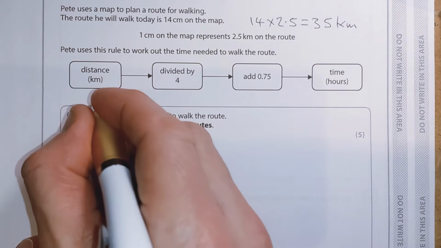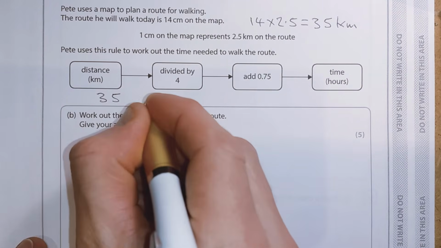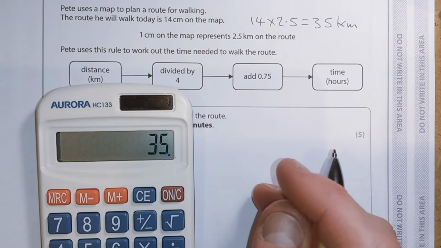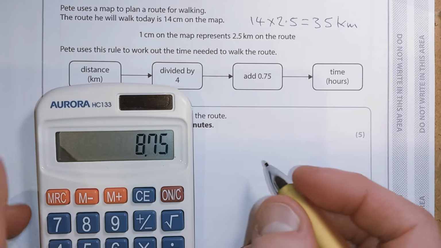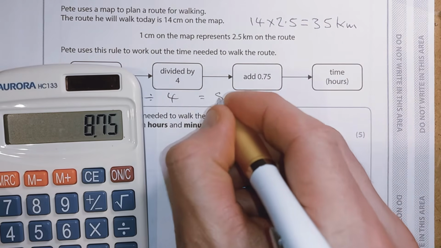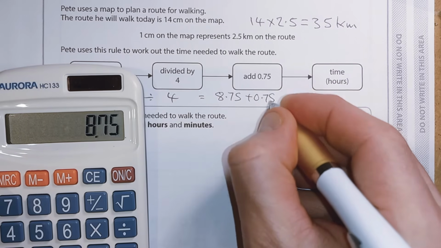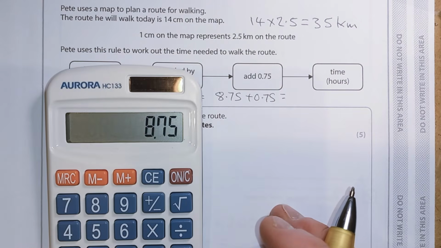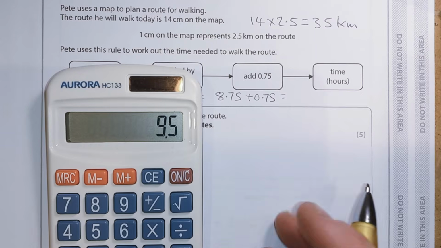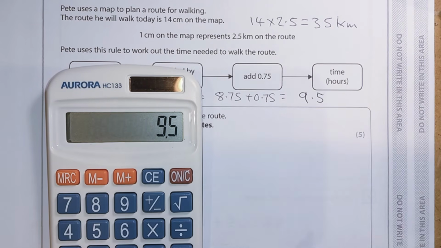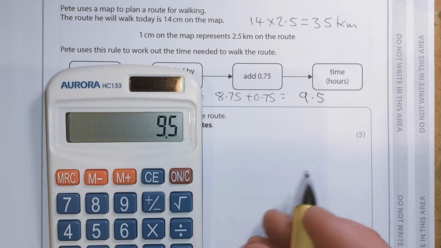So we want 35 divided by 4, which gives us 8.75. Then we add on 0.75, which gives us the time in hours, 9.5.